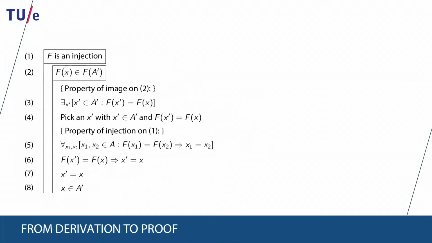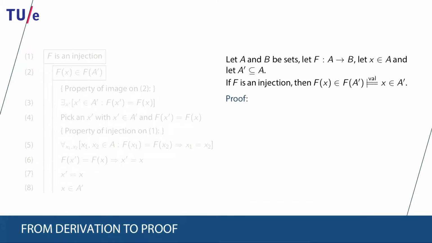Let's transform the derivation into a proof. The lemma is about sets A and B, a mapping f from A to B, an element x in A, and a subset A prime of A. It then states that if f is an injection, then from f of x in the image of A prime under f, we may conclude that x is in A prime.